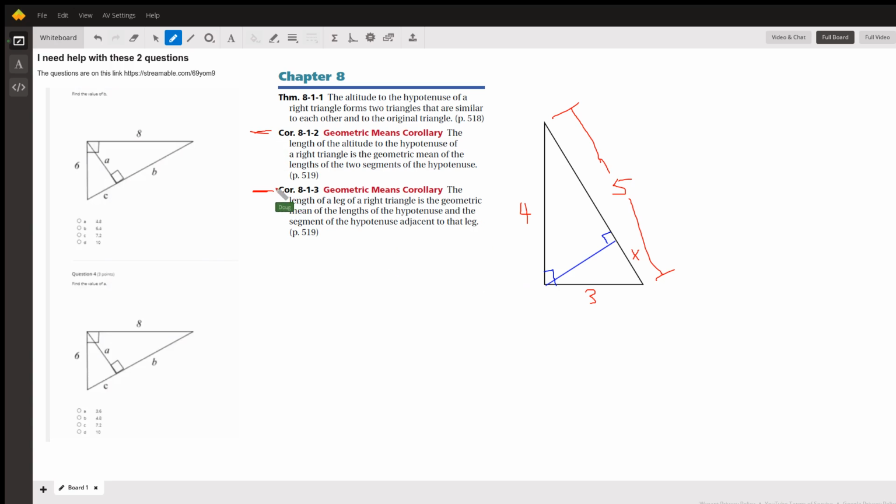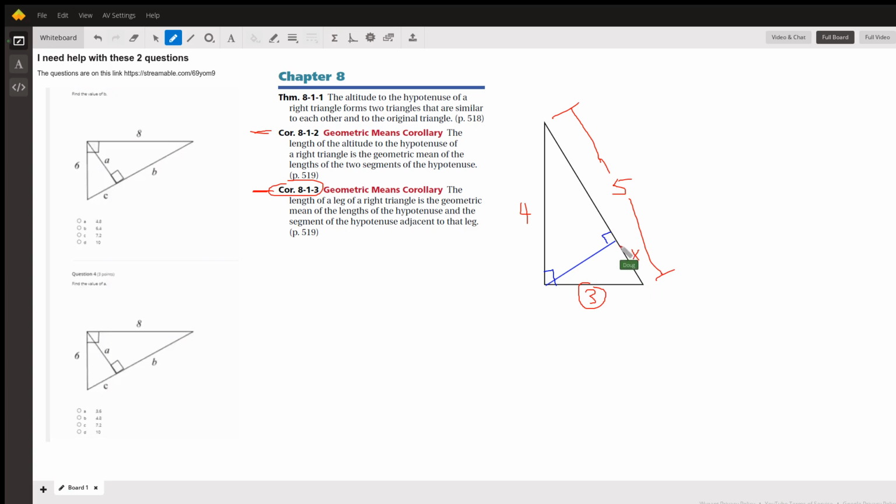And what this second one says is that the length of a leg of a right triangle, let's pick this one right here. This is a 3, 4, 5 right triangle, just as an example. The leg is the geometric mean, or it's sometimes called the mean proportional, between the lengths of the hypotenuse and the segment of the hypotenuse adjacent to that leg.